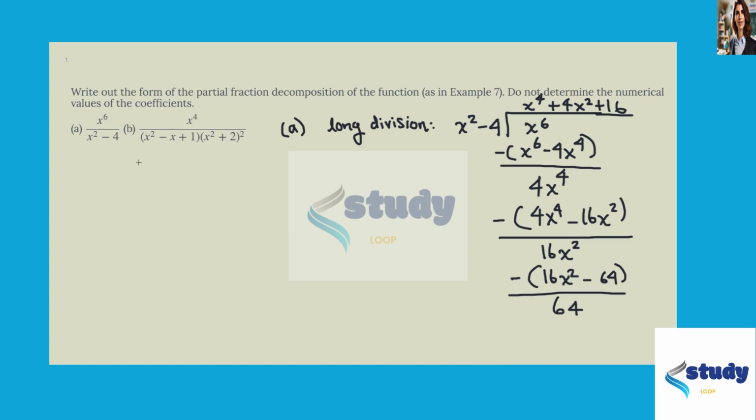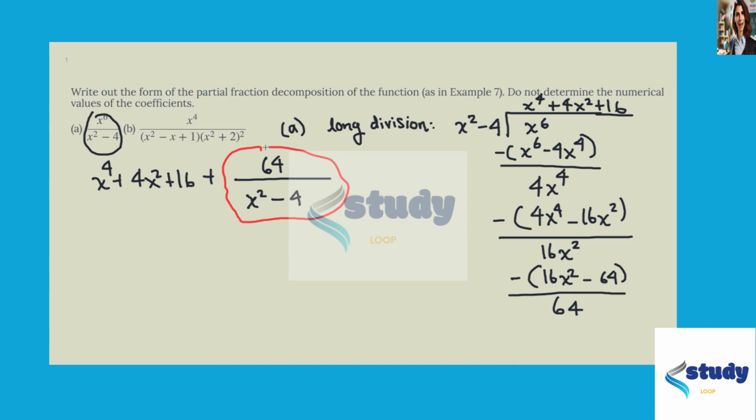So that's our remainder. So part A, we can rewrite this. Long division gave us a quotient of x to the 4th plus 4x squared plus 16. Then we have our remainder over the original denominator, x squared minus 4. And now we just go ahead and use partial fractions on this only remaining fraction over here. And now no more long division will be needed because the denominator has bigger degree.